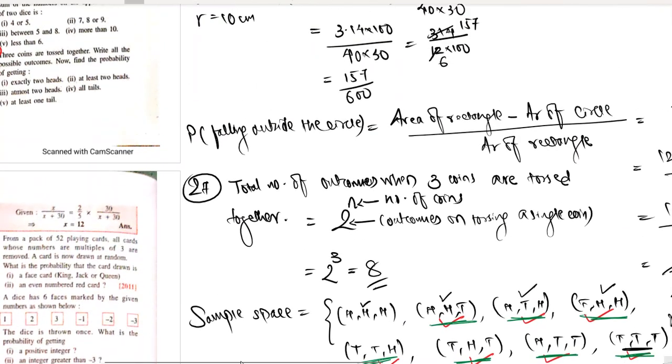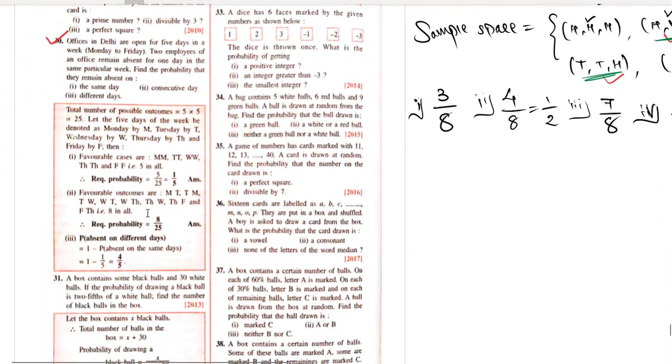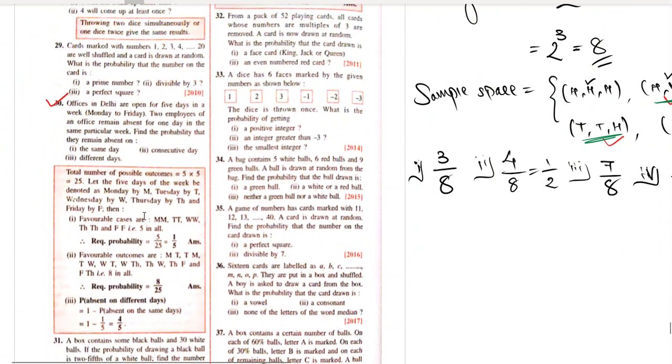Correct? So question number 27 is done. Simple it is. Now question number 30. I think that's the last one. We are on the last question. Question number 30 says that offices in Delhi are open 5 days in a week, Monday to Friday. 2 employees of an office remain absent for 1 day in the same particular week. Find the probability that they remain absent on the same day, on consecutive day, and on different days.